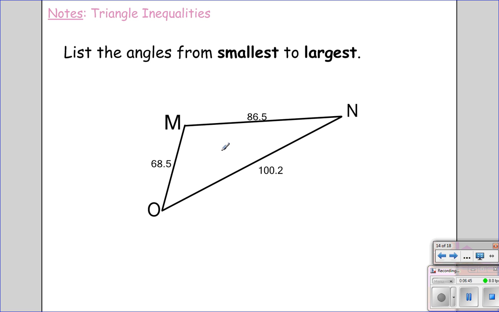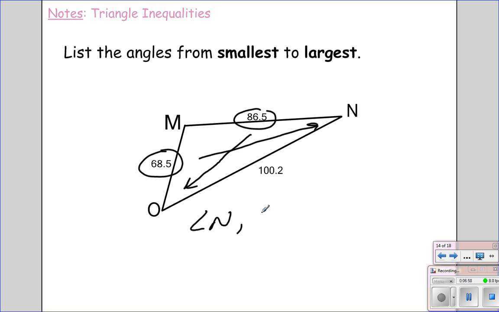All right, here's one that we can actually list now. We're going to list the angles from smallest to largest. So my smallest side is 68.5. That goes with angle N. Followed by 86.5, which goes with angle O. And finally 100.2, which goes with angle M.